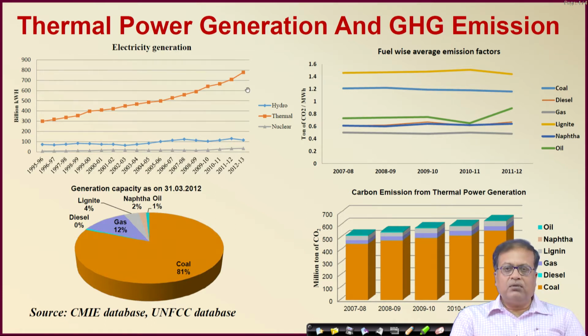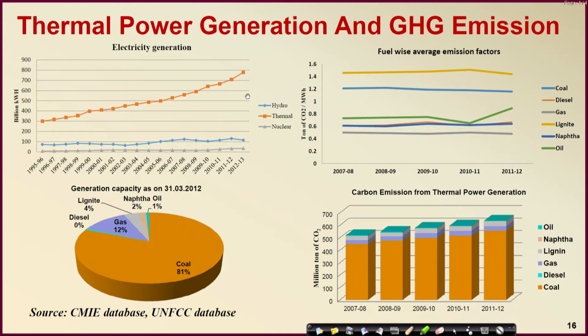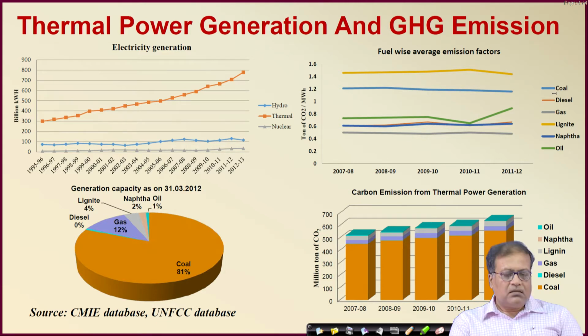and in thermal power plants also, the efficiency is very low, not even 20%, very low efficiency. That means they are highly polluting. So when you see that thermal power is going up tremendously, it is not a good sign. Now, if you see the fuel-wise average emission factors, you can see that diesel is the highest and coal is next, right.